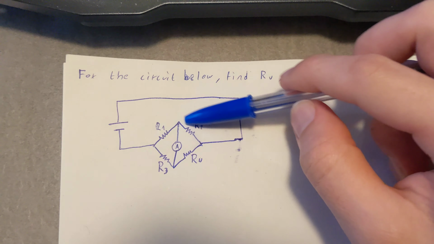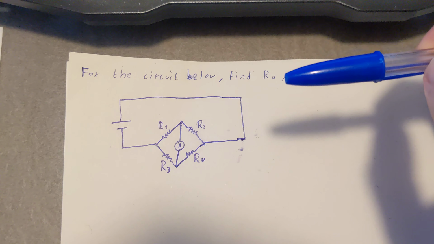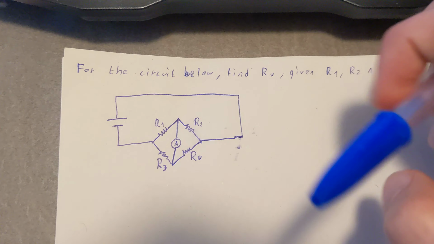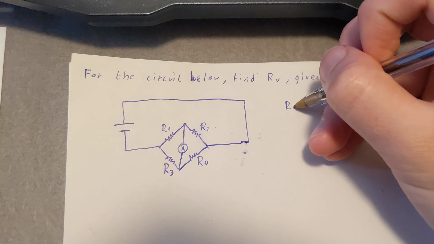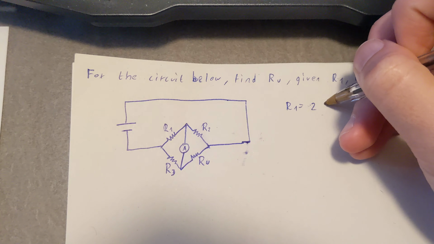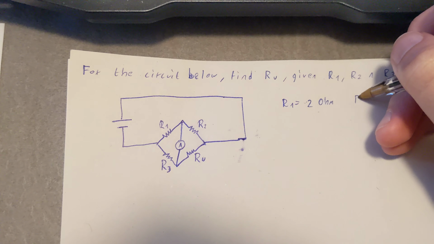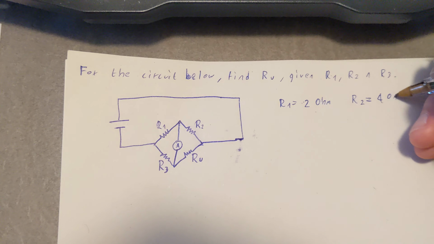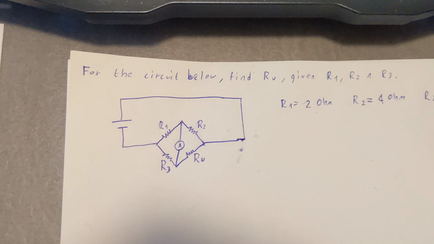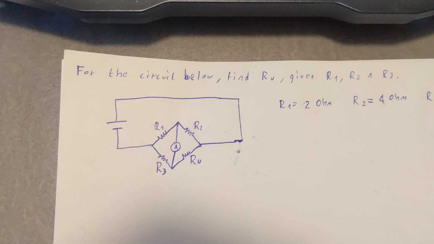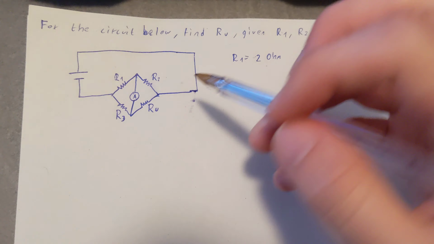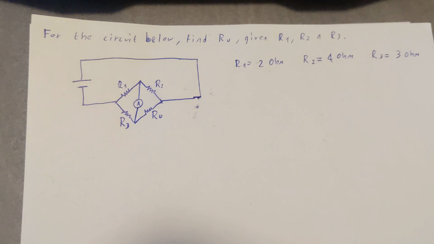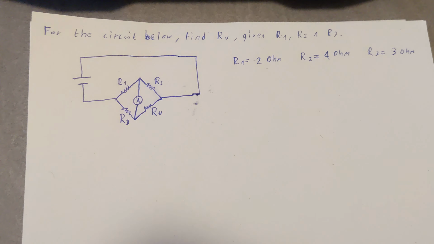So we have three resistances for which we know the values, and one for which we don't know the value. The value for R1 is 2 ohm. The value for R2 is 4 ohm. And the value for R3 is 3 ohm. We now have to find Ru, so R unknown. Now, to do that, we can do a few things.